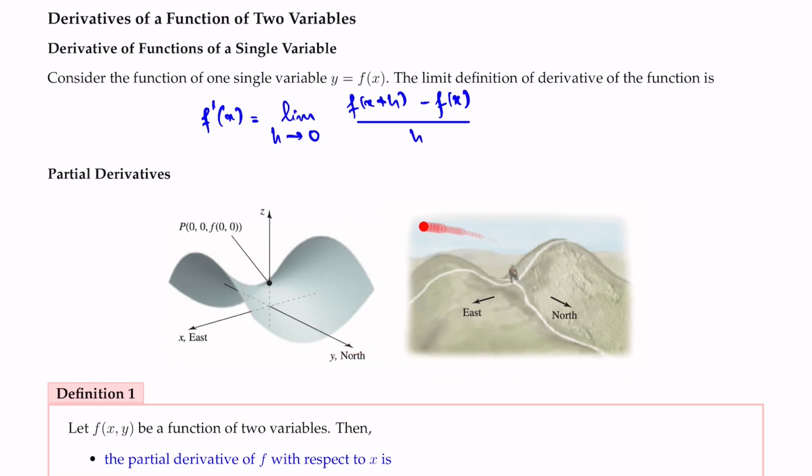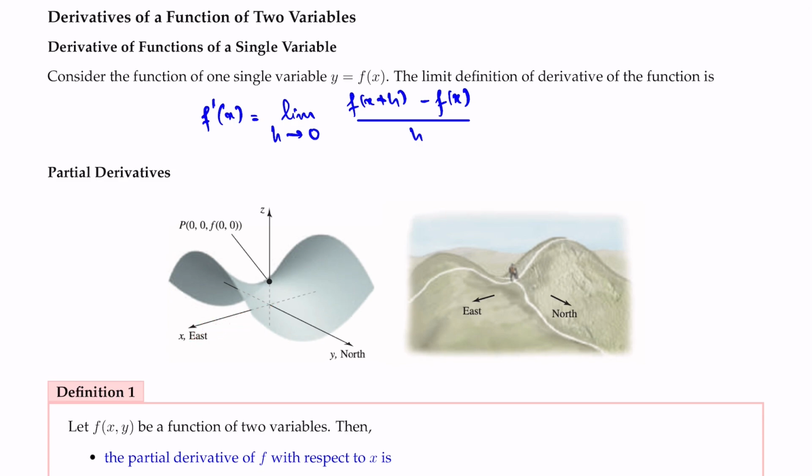So let's take a look at the following figure. This figure shows a function that resembles the landscape in this figure. Suppose that you are standing at the point P equal to 0, 0, f of 0, 0, which lies on the saddle. The surface behaves differently depending on the direction in which you walk. If you walk east, which is in the positive x direction, the elevation increases and your path takes you upward on the surface. If you walk north, which is in the positive y direction, the elevation decreases and your path takes you downward on the surface. In fact, in every direction you walk from the point P, the function value changes at different rates.